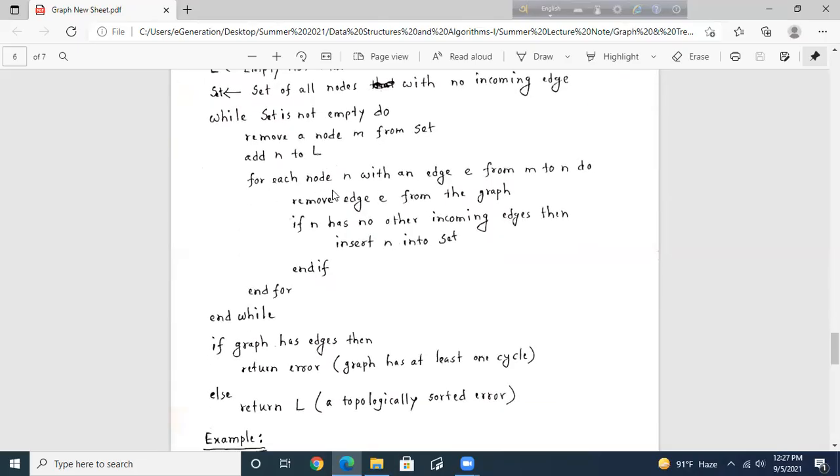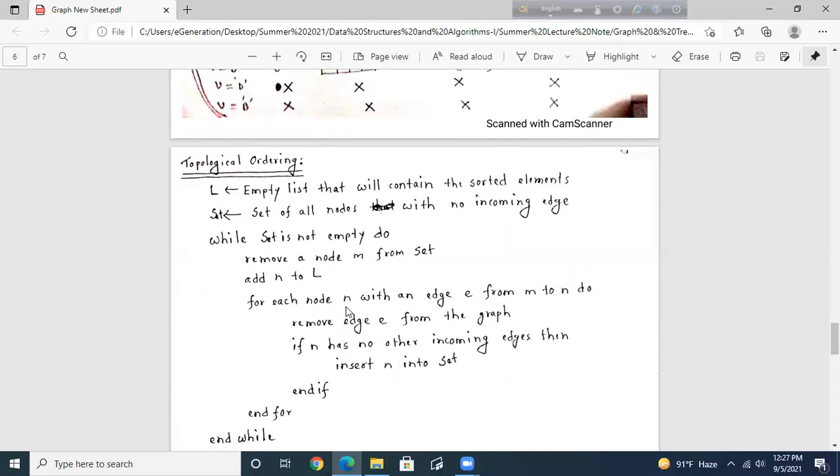For each node N with an edge E from M to N, do the following. That means you have already selected your M, so now you have to find all the edges from M to N.